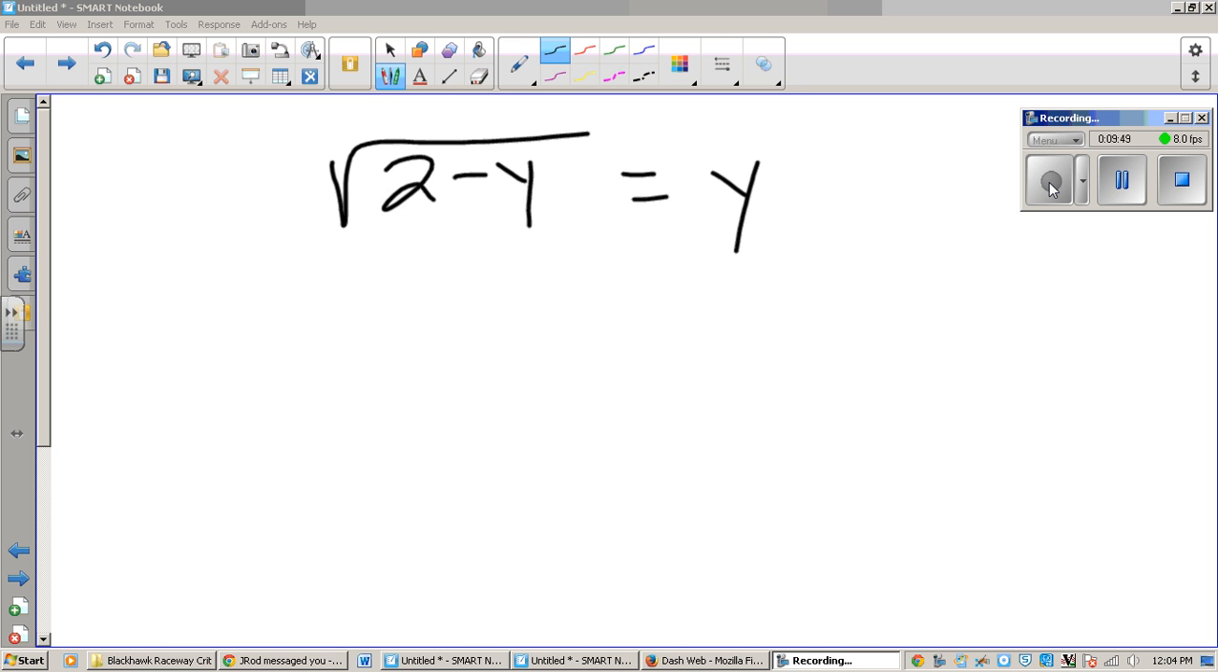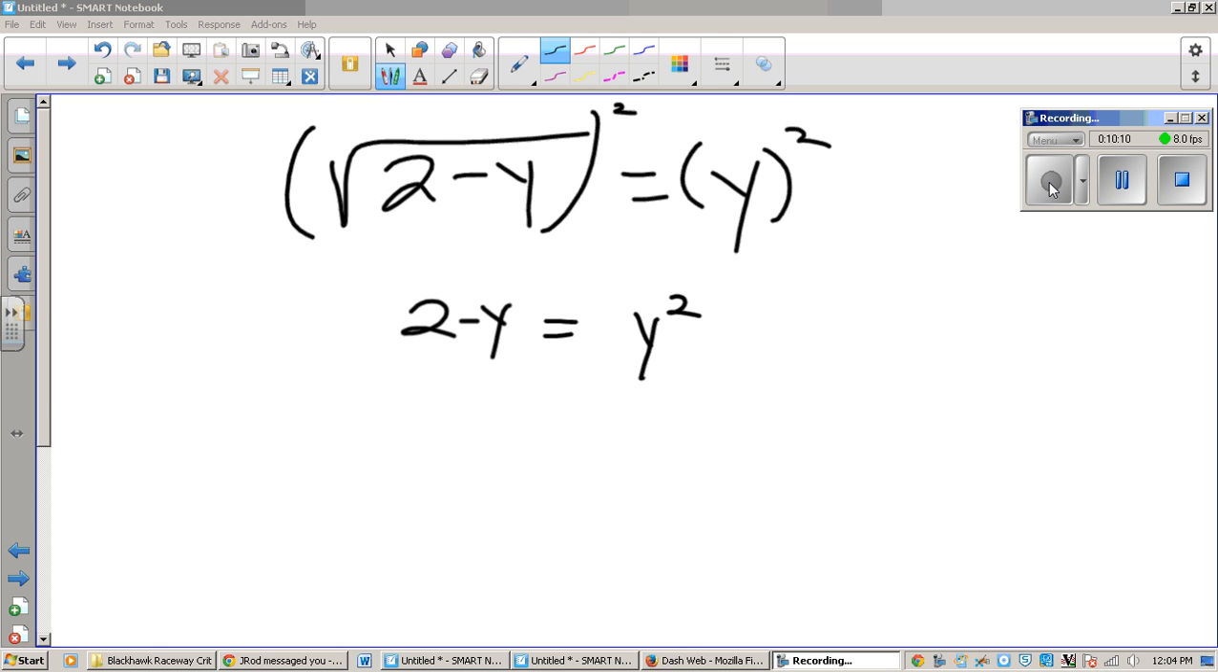And I look at this right away and think, I can't solve this because I've got y on both sides. So I'm going to take this and I have to square both sides to get rid of this square root. So that's going to be 2 minus y equals y squared.